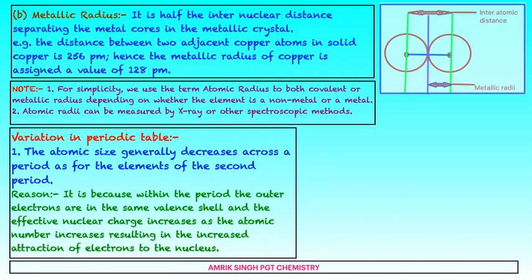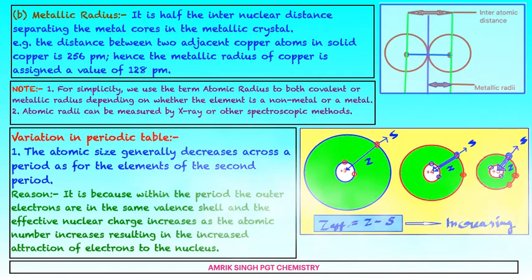Variation of atomic size or radius in periodic table. Atomic size generally decreases across a period. As for the elements of the second period, it decreases on moving left to right. What is the reason? It is because within a period the outer electrons are in the same valence shell, and the effective nuclear charge increases as the atomic number increases, resulting in the increased attraction of electrons to the nucleus.